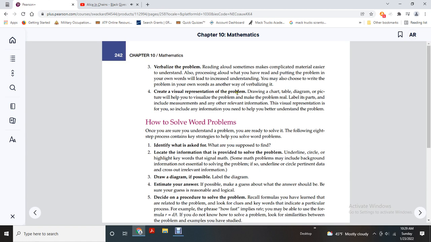Create a visual presentation of the problem. Drawing a chart, table, diagram, or picture will help you visualize the problem and make the problem real. List all its parts, include measurements and any other relevant information. Include the information you need to help understand the problem.